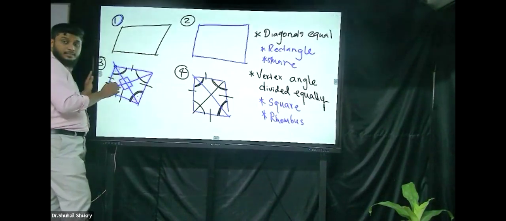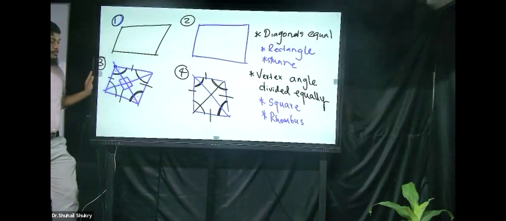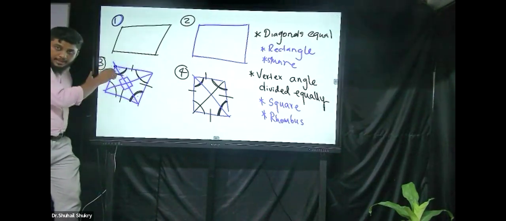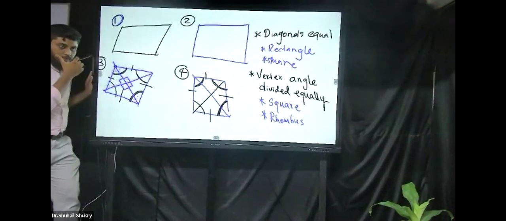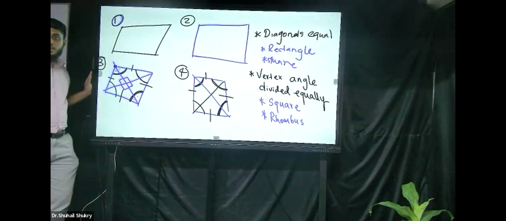What is this? 90 degrees. This is the crossing place, this bisecting, you can say. But what is this? Diagonals? Diagonals bisect at 90 degrees, what we call in maths perpendicular. So diagonals bisect perpendicularly.